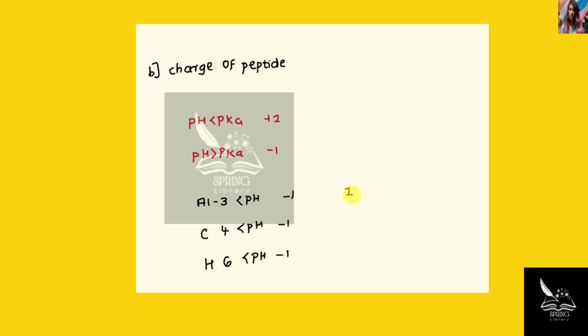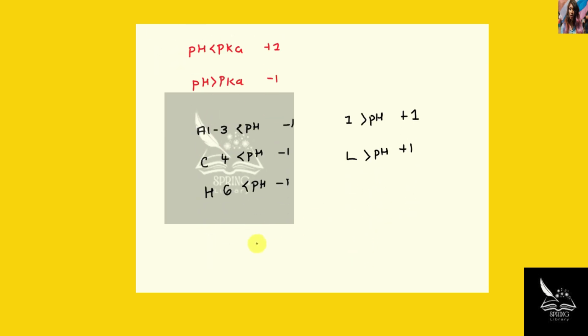Whereas in the case of isoleucine, the pKa is greater than the pH, so here we have to give the value of +1. For leucine also, the pKa value is greater than the pH, so we have to give +1. In this way, we add all the charges, that is -1 plus -1 plus -1 plus +1 plus +1, and we will get -1.